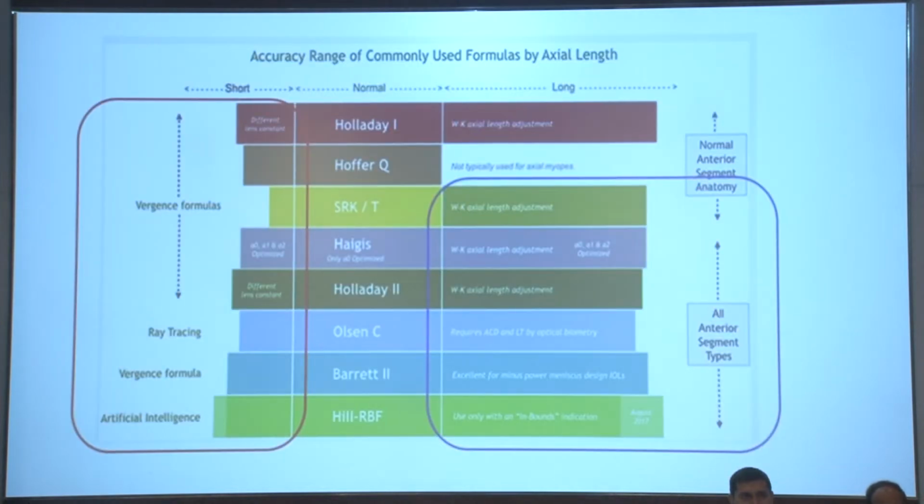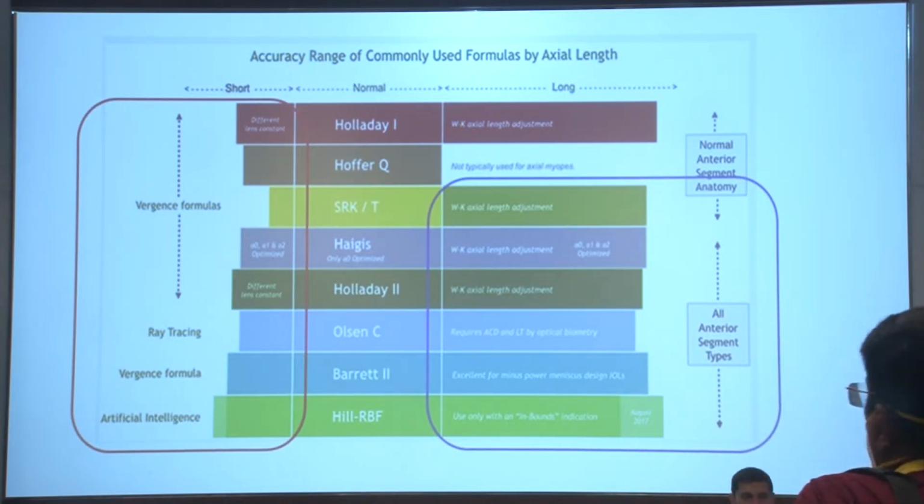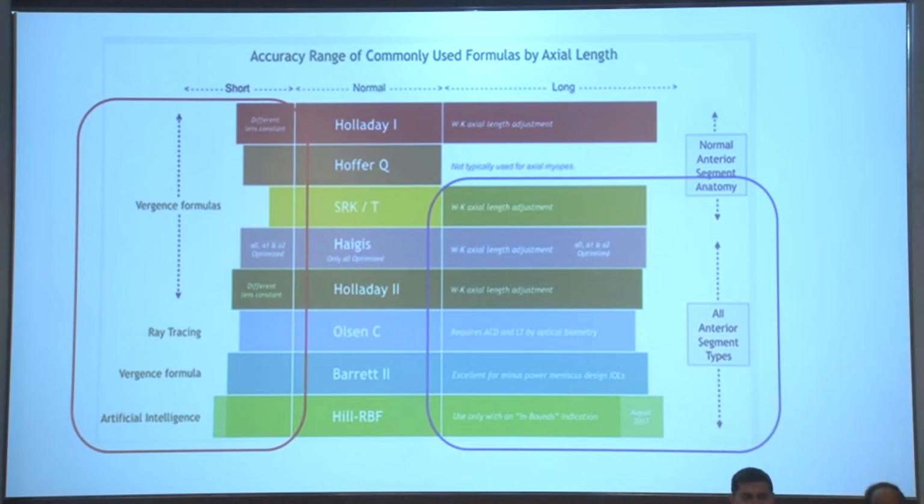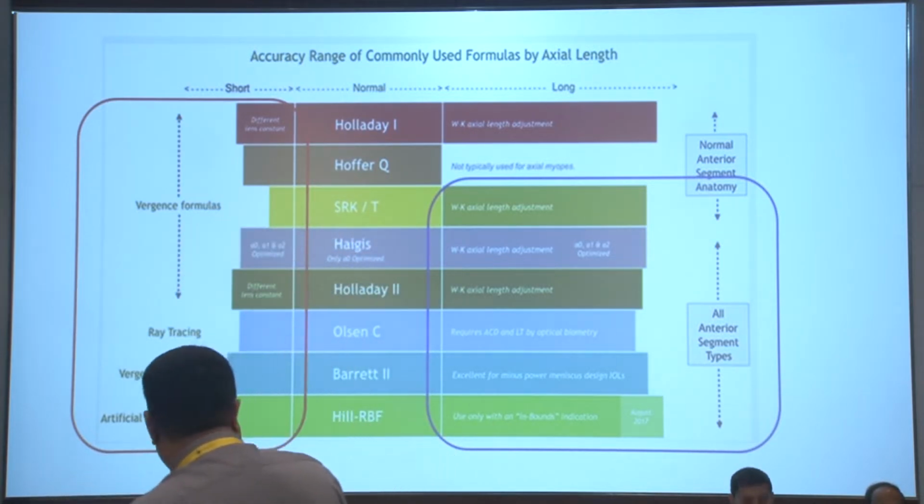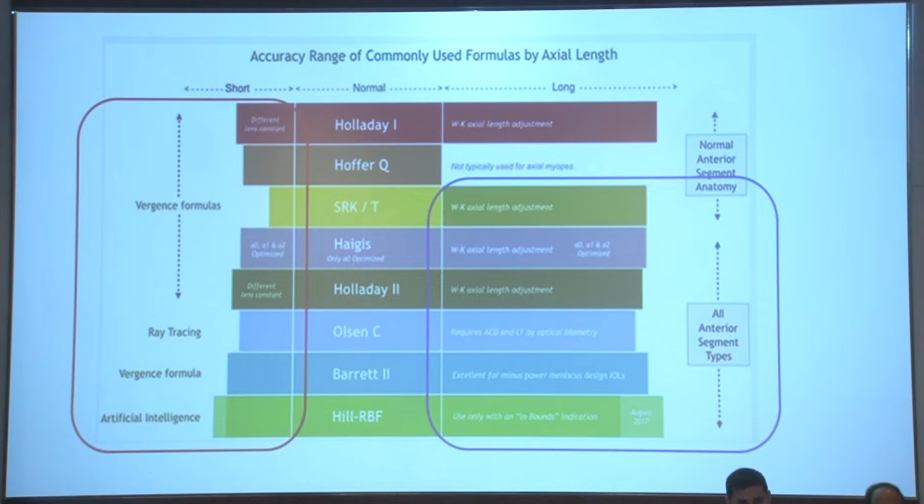So this is the accuracy range of the commonly used formulas up to 5 years back. That was our old third generation formulas like Holladay, SRK/T and Hoffer Q, modified according to axial length by the Wang modification. You can get better results with normal anatomy. But when patients have other types of anterior segment anatomy, like small eyes or a small anterior segment with normal axial length, the newer IOL power calculation formulas work much better, particularly the Barrett formula, Olsen formula, and Hill RBF formula.